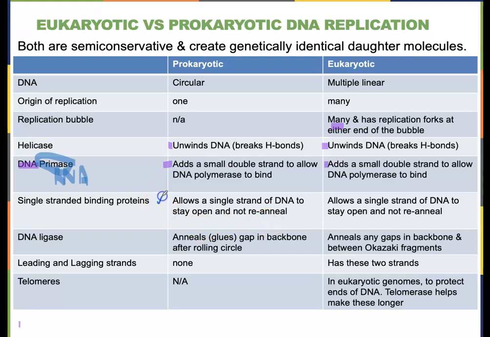So this is the same. Ligase does the same thing in both of our DNA replication. For the leading and lagging strand, that doesn't happen with the rolling circle. It does happen when you have a linear DNA molecule. And then telomeres, which we didn't talk about: prokaryotes don't have telomeres, but eukaryotic cells do. Because it's a circle, you don't need to protect the ends. But in eukaryotic cells, since we have linear DNA, we do need to protect the ends from being eroded.